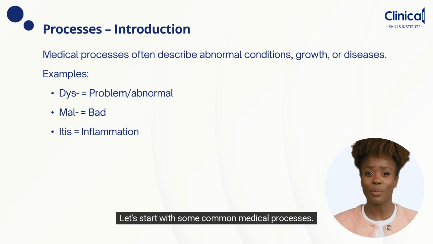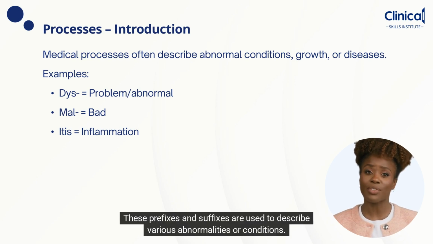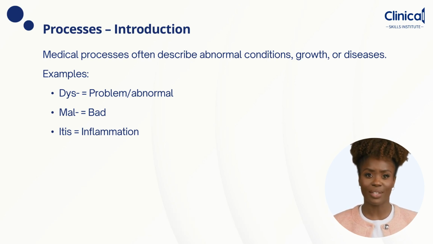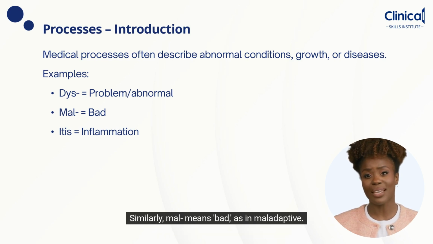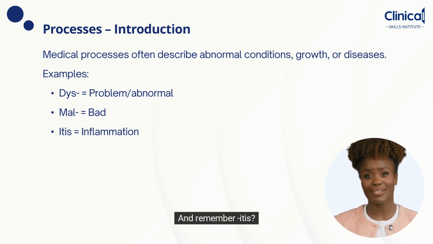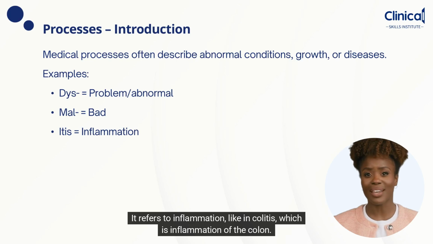Let's start with some common medical processes. These prefixes and suffixes are used to describe various abnormalities or conditions. For example, dys means problem or abnormal, as in dyspnea, abnormal breathing. Similarly, mal means bad, as in maladaptive. And remember, itis? It refers to inflammation, like in colitis, which is inflammation of the colon.